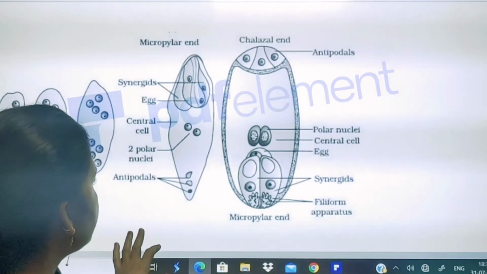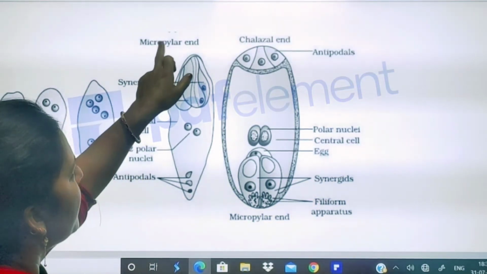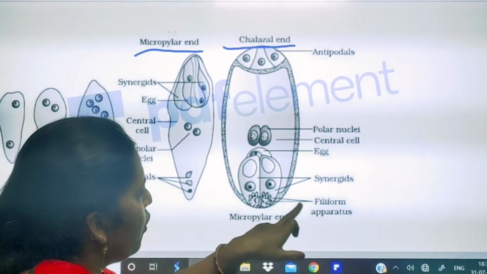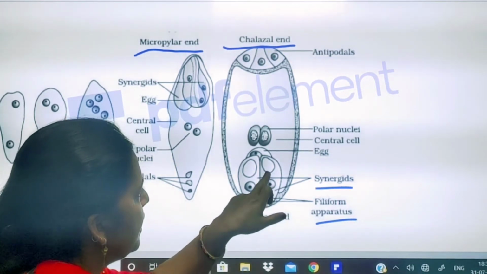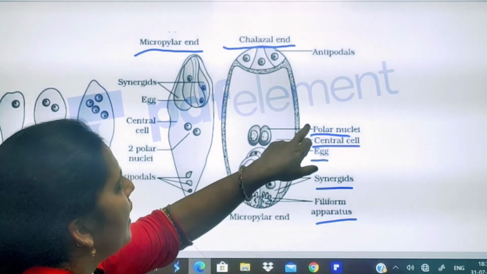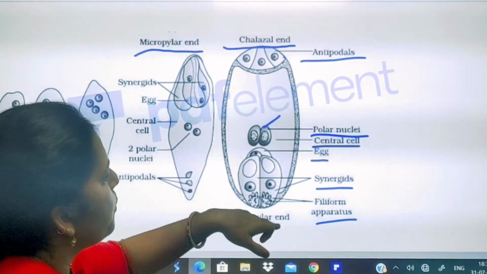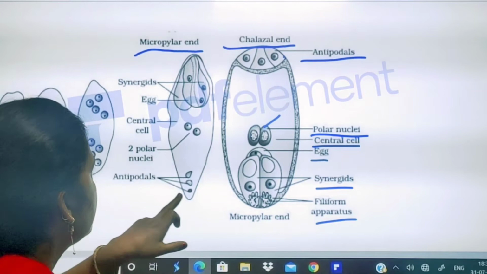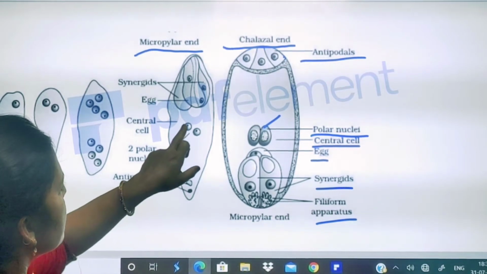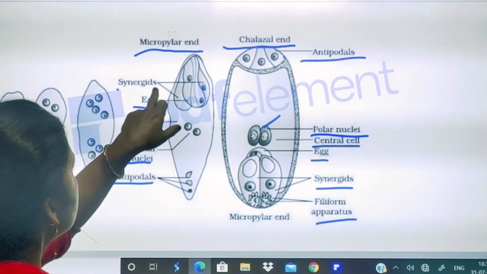So this is the diagrammatic representation of the female gametophyte. This is the micropylar end and this is the chalazal end. At the micropylar end, this is the filiform apparatus. These are synergids, and after the synergids this is the egg. This is the central cell, these are the 2 polar nuclei, and these are the antipodal cells.